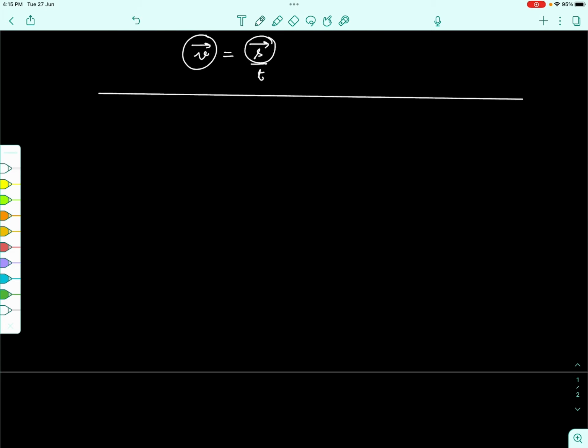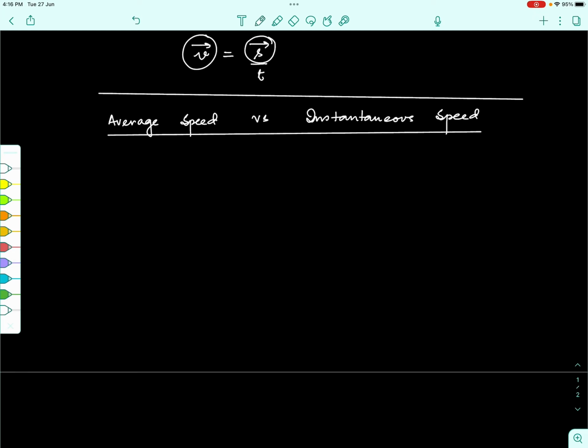So from here we come to average speed versus instantaneous speed. You might have some idea already about the average speed, at least average of any quantity. It gives us the overall value of that quantity, a kind of an average, a mean, right, over a broader, larger interval.